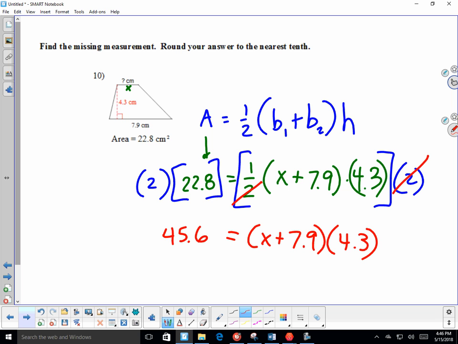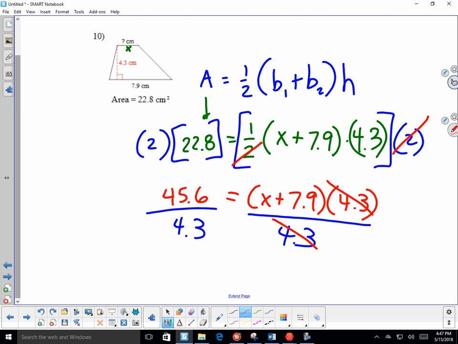And at this point, I personally would like to get rid of this 4.3. I could distribute the 4.3, but I think it would be easier to just divide both sides by this 4.3. It's okay to do that because this 4.3 is a factor, right? It's getting multiplied by everything else in the numerator.